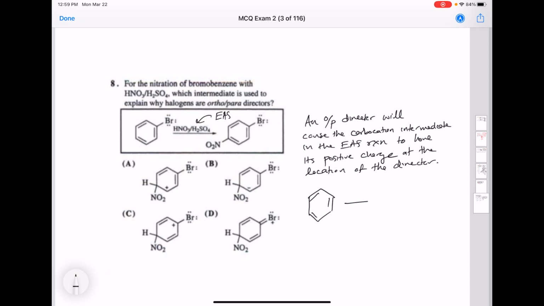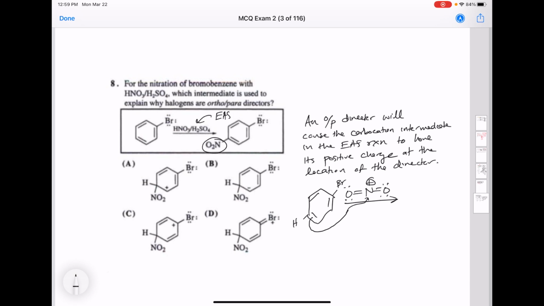So from the mixture of nitric acid and sulfuric acid, we get the nitronium ion. And it turns out that the bromine group here is an ortho-para director. For our purposes, in the final product we see that the nitro group is para with respect to the bromine group. So the first step in the EAS reaction is, of course, the addition of that NO2 group, the nitronium ion.